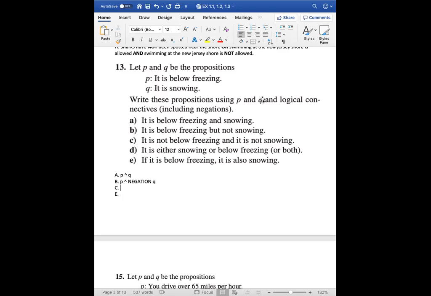So for the next one we have "it is not below freezing". So we will say negation P, and we have the word "and" here, so it is very clear that we need to use the operator "and". It is not snowing, so we will again use negation and then Q, which represents it is not snowing.